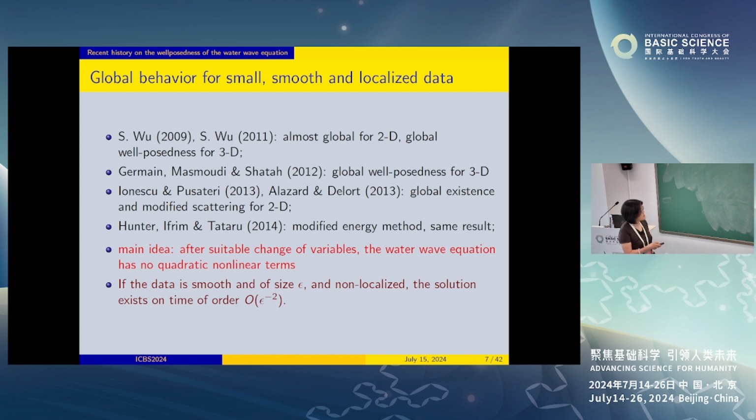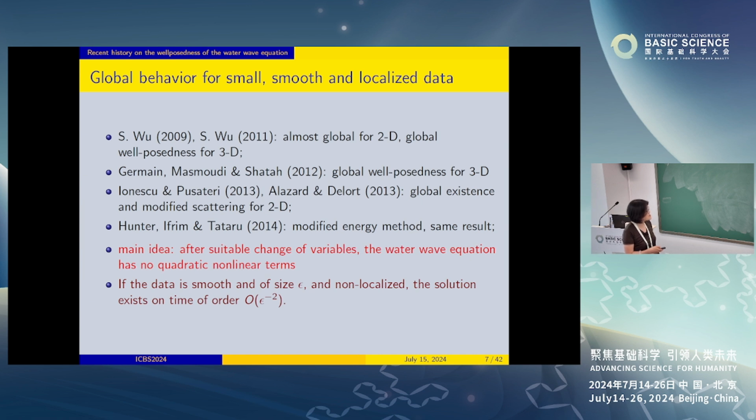And global means that for data of size epsilon small enough, you can solve for all time. Germain, Masmoudi, and Shatah also proved global well-posedness using a different method, and they showed there's scattering. And Ionescu and Pusateri, and Alazard and Delort, independently proved that for the two-dimensional case, you can solve for small enough data globally in time. The new idea they introduced there is modified scattering. So with modified scattering, you can solve for all time. And this is another proof.